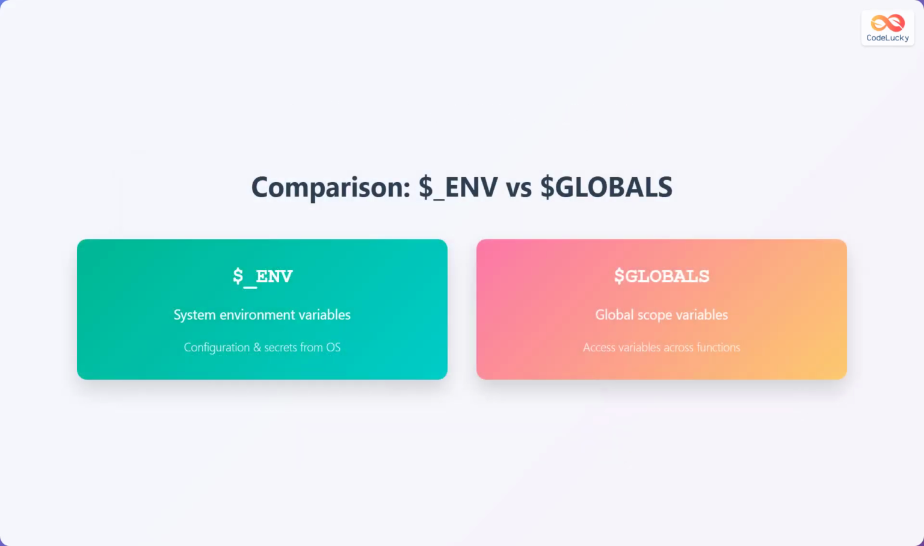Let's compare the $_ENV and $GLOBALS superglobals to highlight their differences. The $_ENV superglobal specifically deals with system environment variables, providing access to configuration and secrets from the operating system. On the other hand, the $GLOBALS superglobal is focused on global scope variables, allowing you to access variables across functions within your PHP script. Each serves a distinct purpose in managing global data, with $_ENV handling external configurations and $GLOBALS managing internal variables.